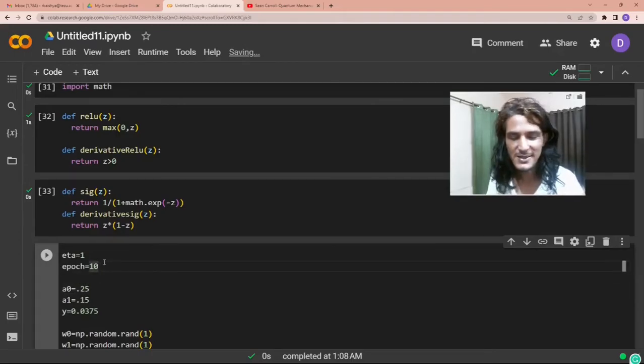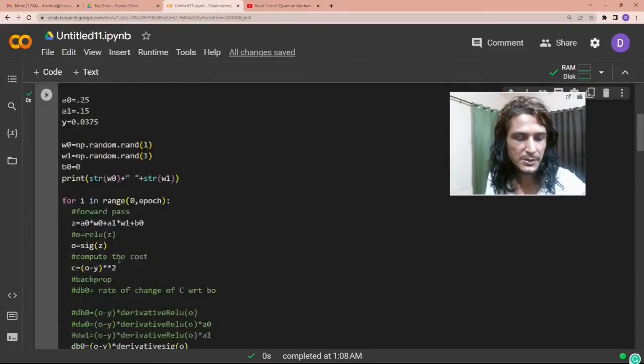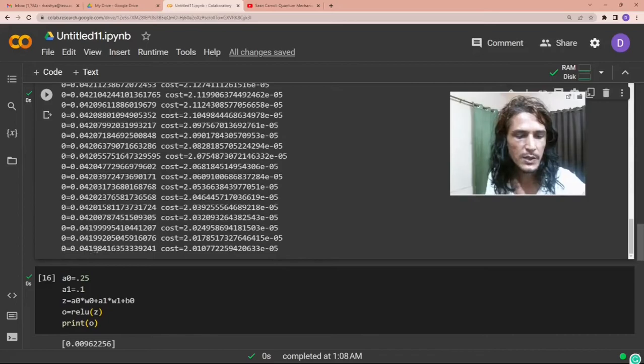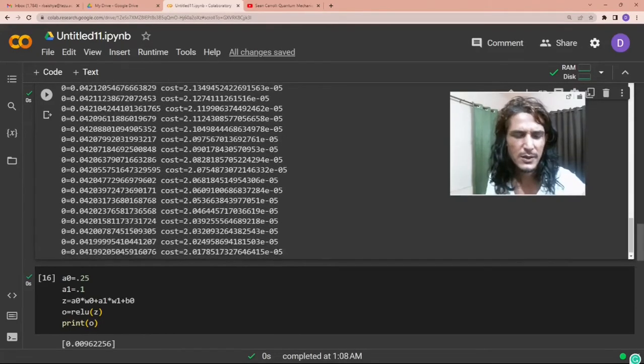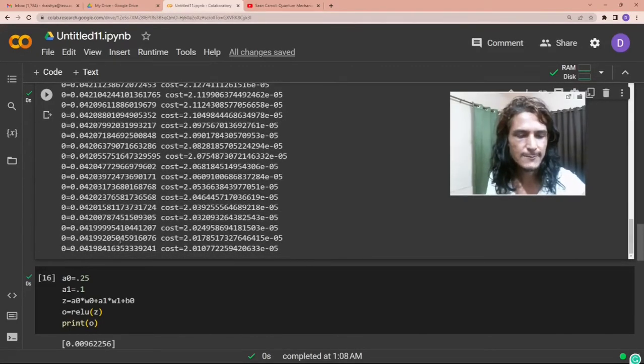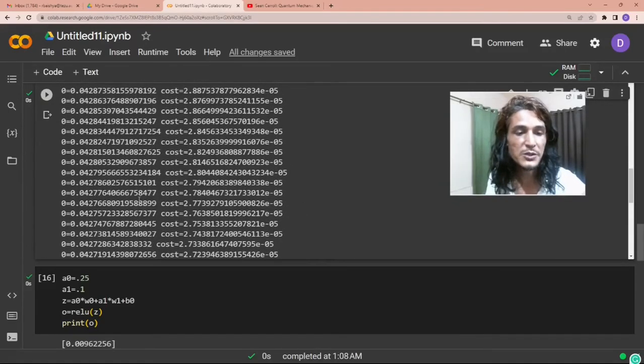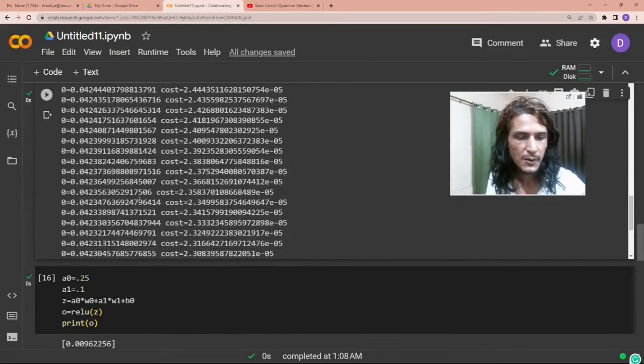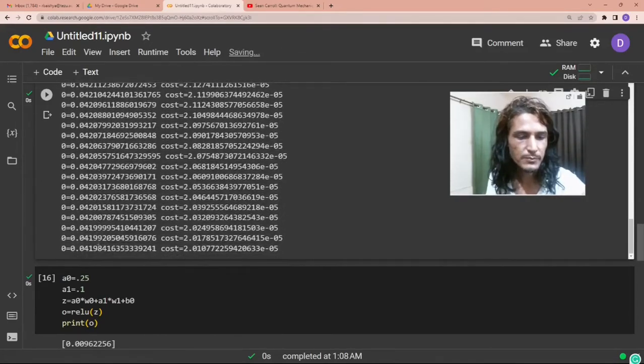The cost is this. No, let eta be 1 only, no problem. And let's increase the epoch from 100 to 1000. Let's see what happens. It's 0.04198 and 2.01 times 10 to the minus 5. For some reason I feel what we actually want is 0.0375. It is coming closer, but this thing, 0.04198, is just moving slowly and slowly.